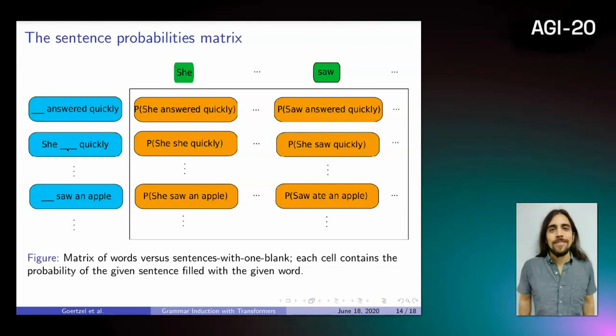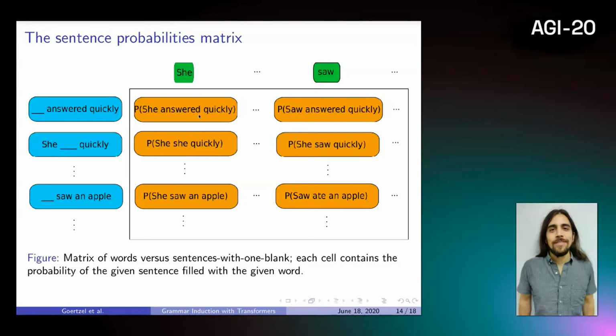Why are we leaving a blank here? Because then, take the same sentence that we used in the example before: she answered quickly. Instead of using answered here, we would fill this sentence with every other word in the vocabulary. So here we have she saw quickly, etc. For every word, we have an entry in the matrix combined with a sentence with a blank, and then we estimate the probability of each of these sentences using the oracle again, the transformer.